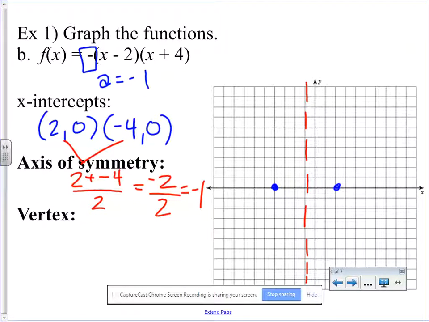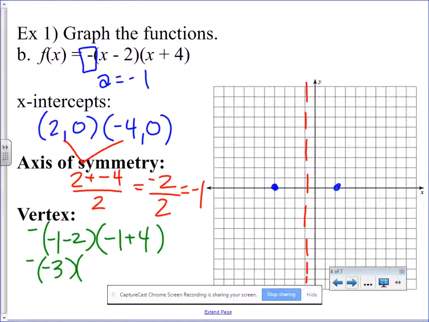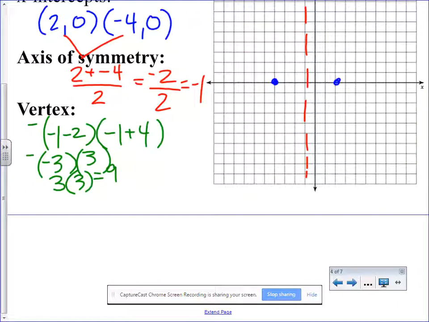And then I'm going to plug in negative times negative 1 minus 2 times negative 1 plus 4. This becomes negative 3 times positive 3. These two negatives become positive 3. Good thing this is a positive 9. Negative 1, positive 9.